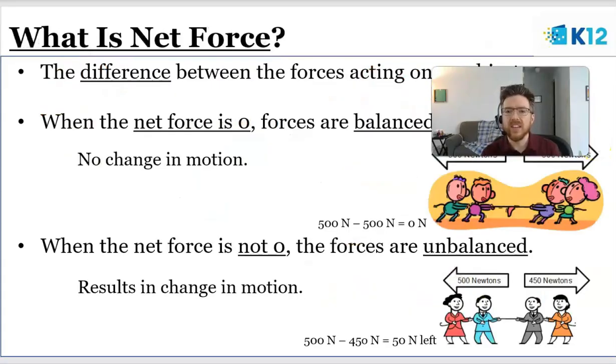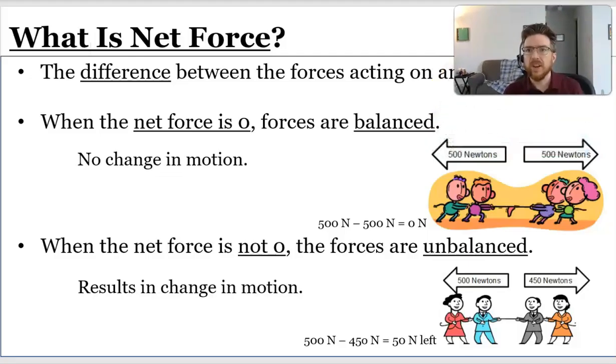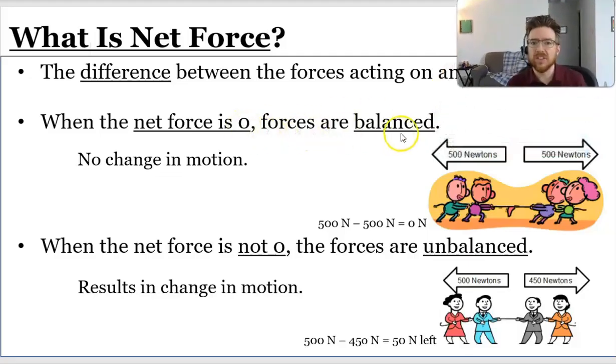So what then is net force? So the net force is the difference between forces acting on an object. When net force is 0, forces are balanced. There is no change in motion. So how we calculate net force is with some simple math.